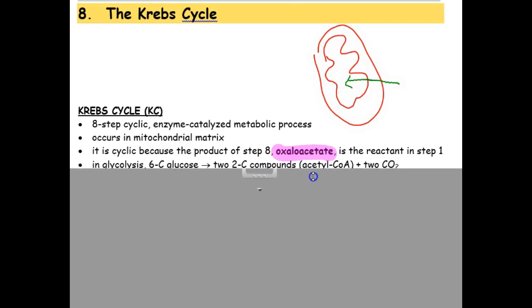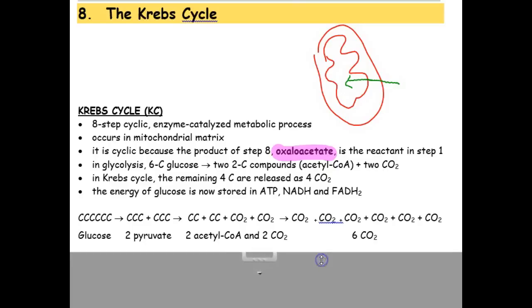Overall, here's where we are. We end up with glucose having 6 carbons, 1, 2, 3, 4, 5, 6, broken down into 2 pyruvate molecules. That gives us the 2 acetyl coenzyme A molecules and then the CO2s that came off when we oxidized pyruvate. So I still have those 6 carbon atoms, just organized a little bit differently.